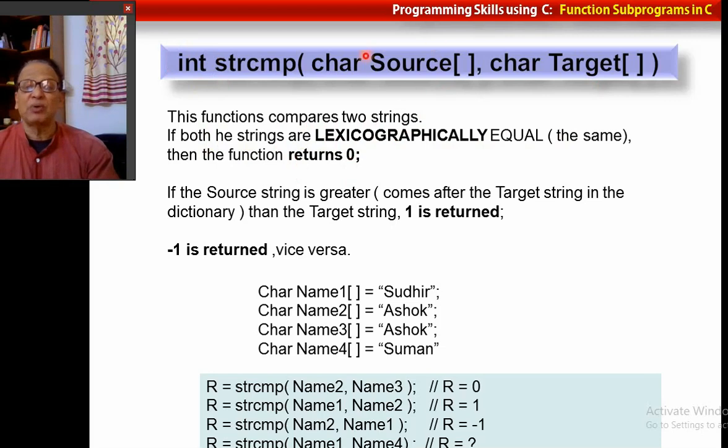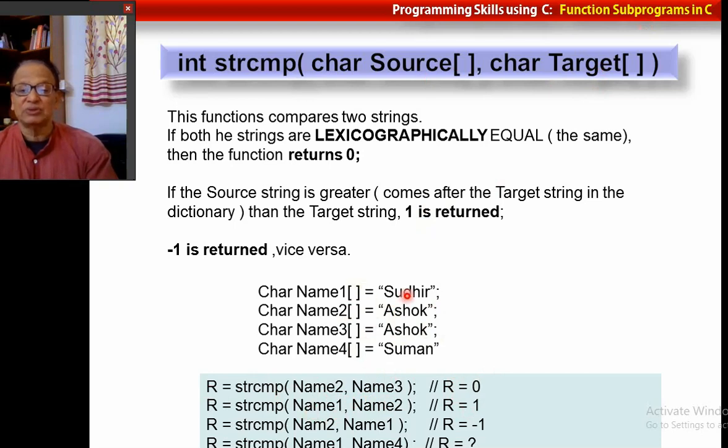Suppose the source comes after the target in the dictionary. Then it is going to return +1. And if the source comes before the target, then it is going to return -1. I have got some examples here. Let us say name2, name3. Name2 is Ashok, name3 is Ashok. Therefore, it is going to return 0. R will contain 0 when you use this function.